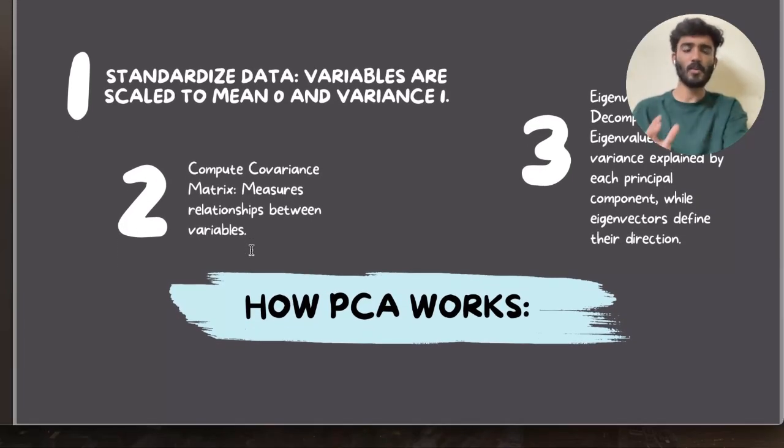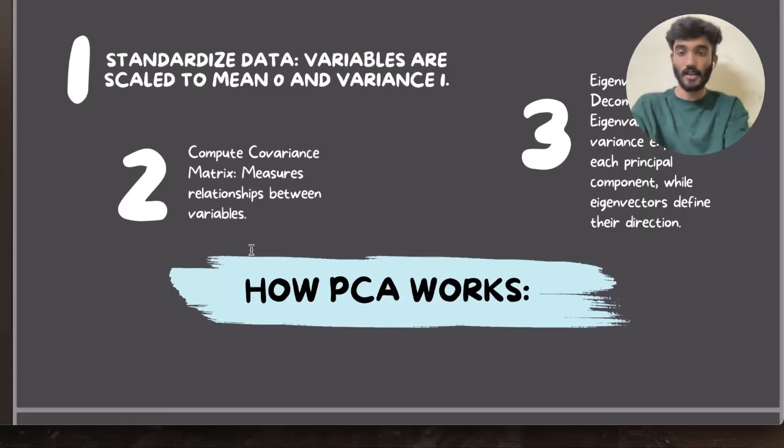Now we will talk about how PCA works. PCA works in four steps. First, standardization: the data is scaled to have a mean of 0 and a variance of 1. Second is covariance matrix calculation. This matrix shows how variables are related to each other.